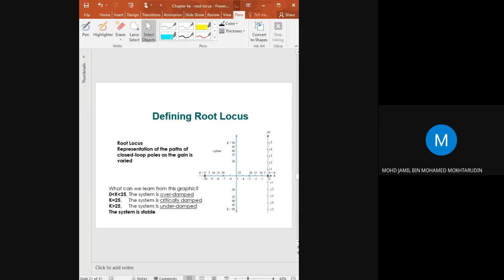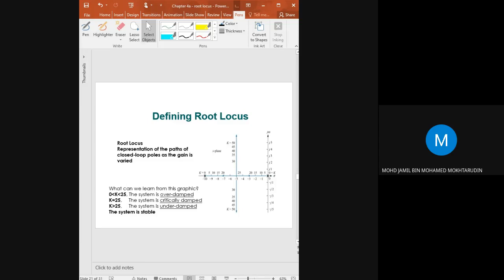So root locus basically represents the path of closed loop poles as the gain is varied. And from the root locus, we can learn about the system stability. For example, if the value of K is from 0 to 25, meaning from here to the center point here, then the system is overdamped. The system is overdamped when the root locus is on the x-axis or the real axis. When K equals 25, at the center point here, the system is critically damped. And for K bigger than 25, the root locus is not on the real axis, so the system is underdamped.